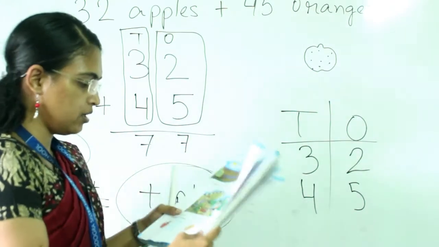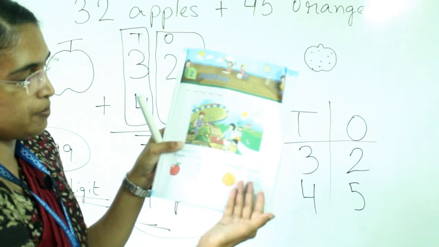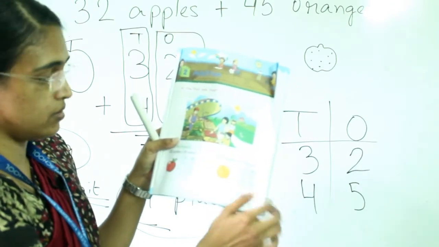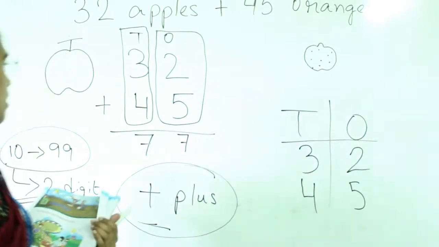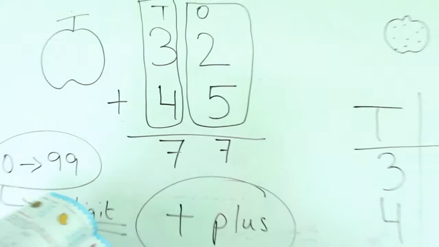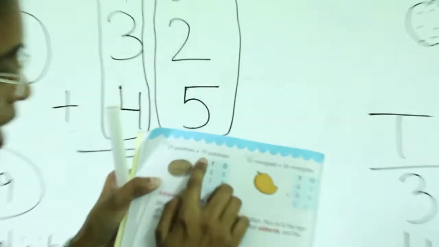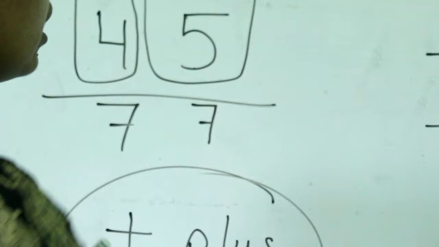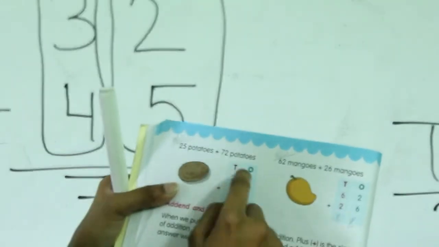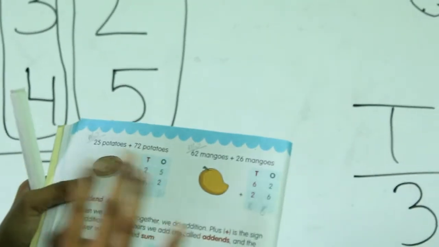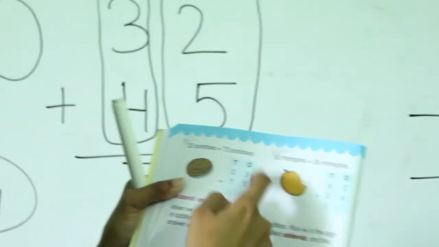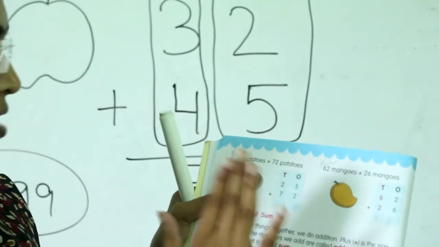Now in this way you have to do the next sums. Turn the page, come to the next page. Here also, what is written? 25 potatoes plus 72 potatoes. The columns are already there. You have to put only the answer. You have to count these numbers, add these numbers, and write only the answer.